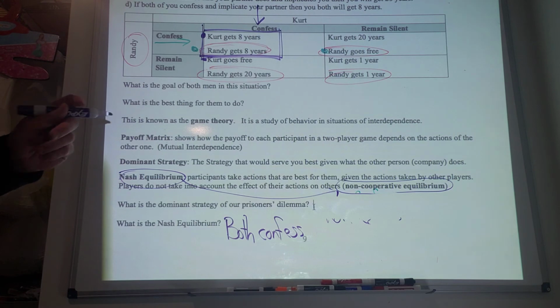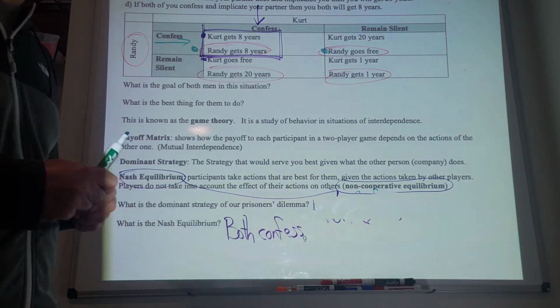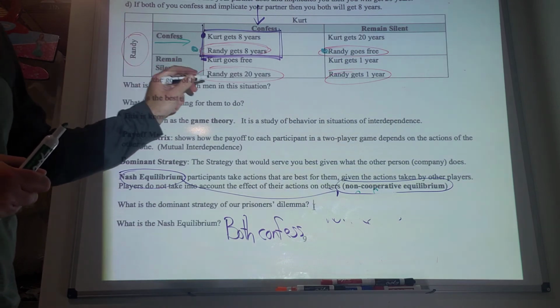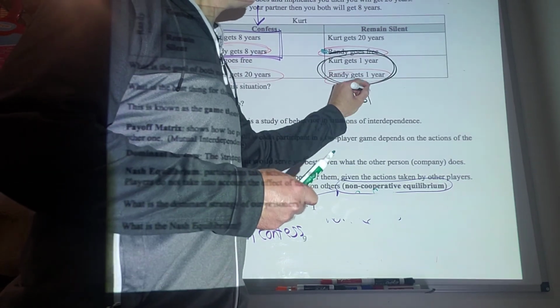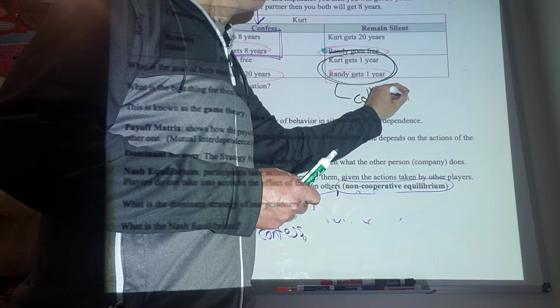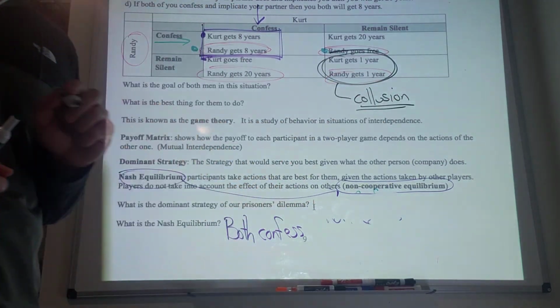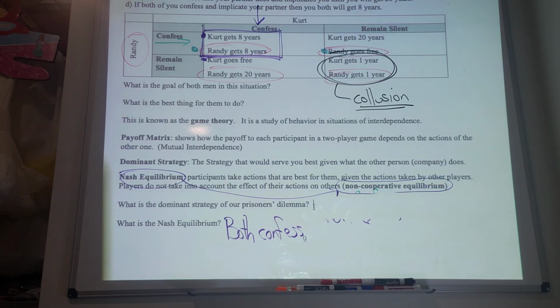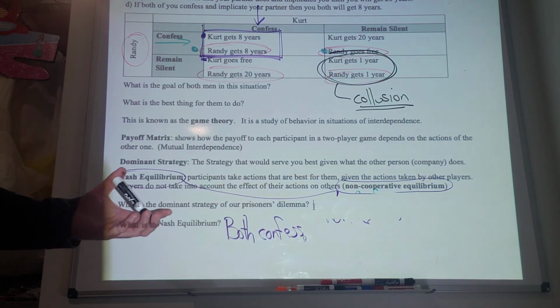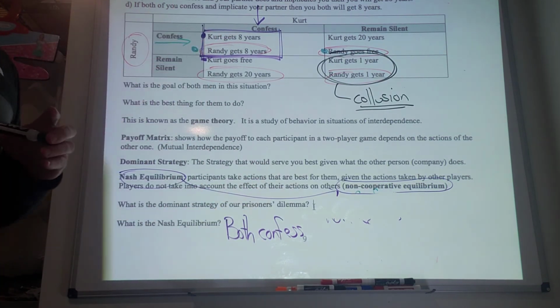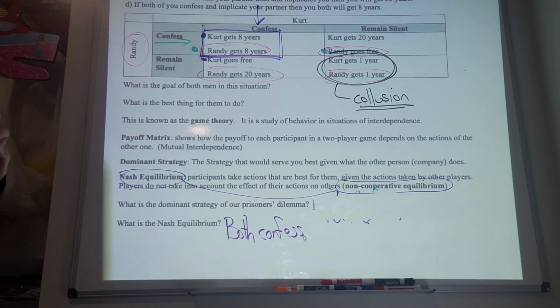Okay? Because if they were to collude, what they would do is talk and say, okay, the best we can do together is each get only 1 year. So this is the best option if they are able to collude and minimize their jail time. But if they are not colluding, if they don't trust each other, they're going to, for lack of a better term, compete, and their best option is to confess, okay?